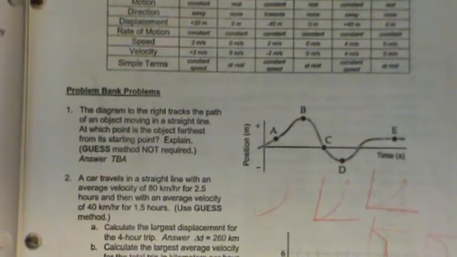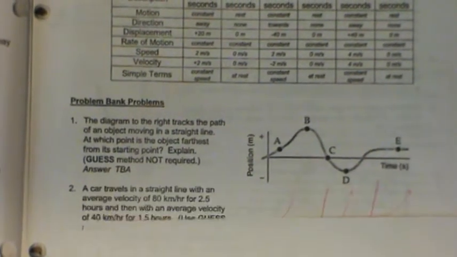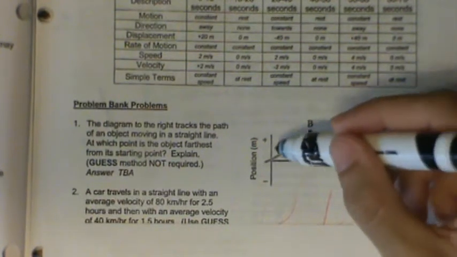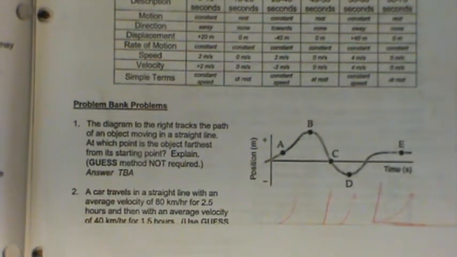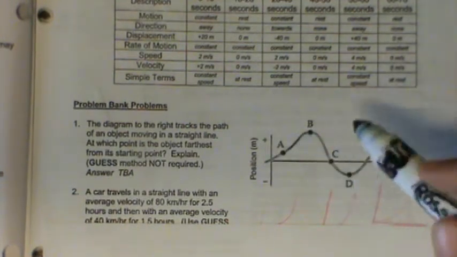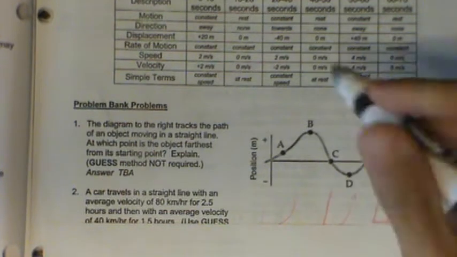So to get right into it, first question is talking about the diagram to the right. It shows an object moving in a straight line, and it's asking at what point is it the farthest from the starting point.